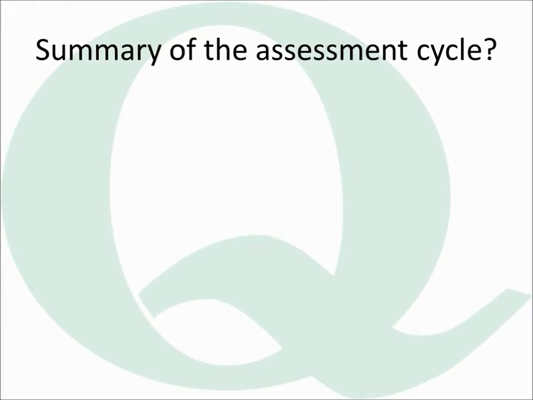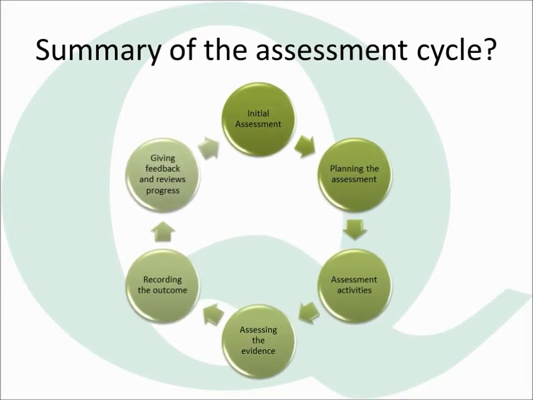So let's conclude by summarizing what we have covered on the assessment cycle. There are 6 parts to the assessment cycle, and when an assessor assesses a candidate, they will go through all 6 parts of the process during their time with them. The 6 parts are: 1. Initial assessment of the candidate.